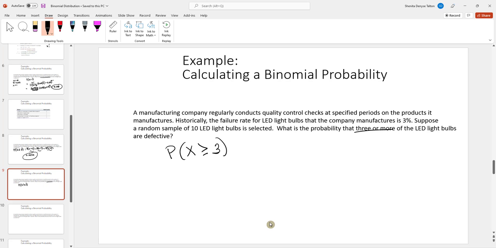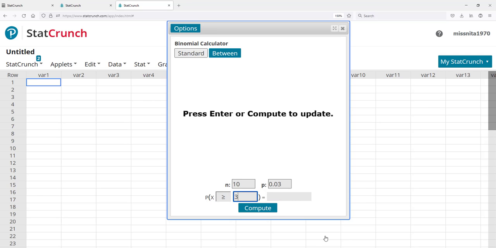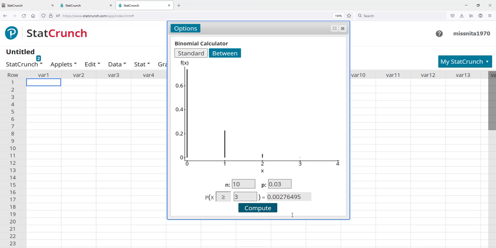Okay, so let's go ahead and do this in StatCrunch. We're going to change this to greater than or equal to, and I want this to be 3 this time. I hit compute, and I get 0.0028. You can just round that.